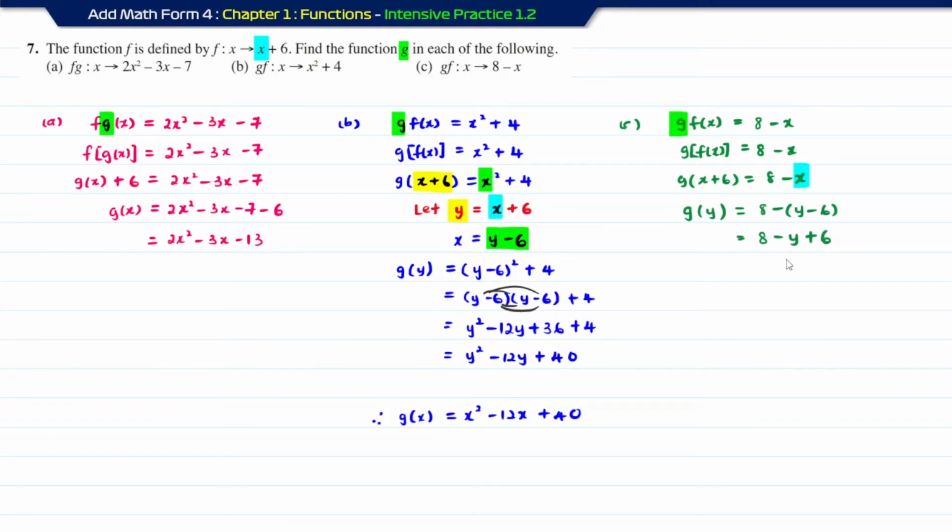So this is the same as when you expand it, you're going to have minus y plus 6. So 8 plus 6, you have 14 minus y. So this is the function g as a function of y with an input of y. If you want to find g with an input of x, then we're going to replace the y with the letter x. So this is the function g for question C.